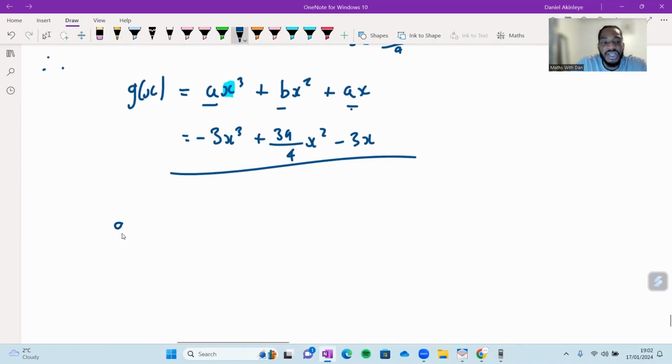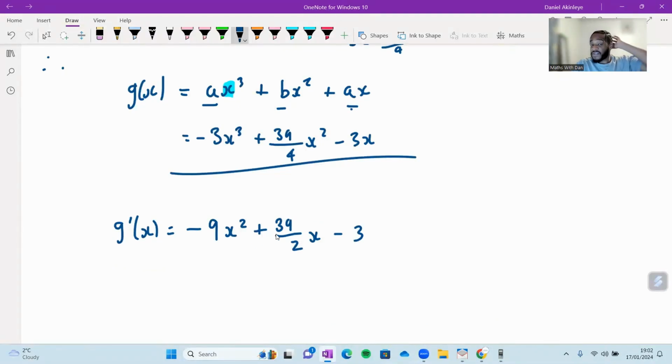So g dash of x, right, will give us negative 27. 3 times 3 is not 27. That's 9. Oh, I saw it as 3 cubed. This is 9x squared. And then if I bring the 2 to the front, then this is just going to be 2 or 4. It's going to be 39 over 2x, and this is going to be minus 3. Yeah? This is the first derivative, sorry, dash. We need the second one now.